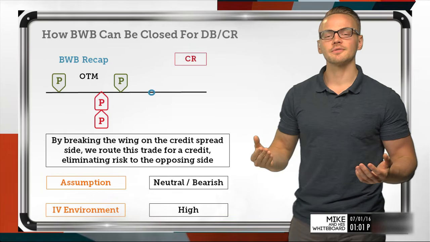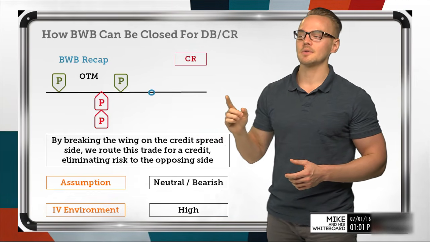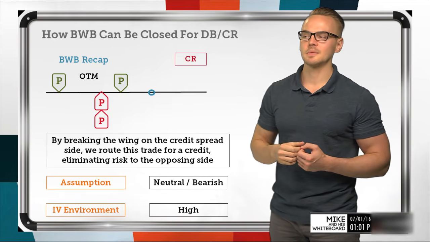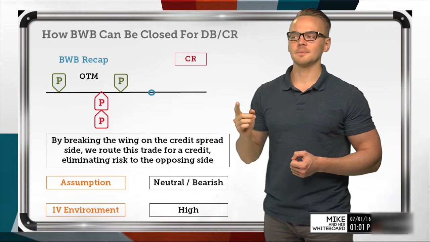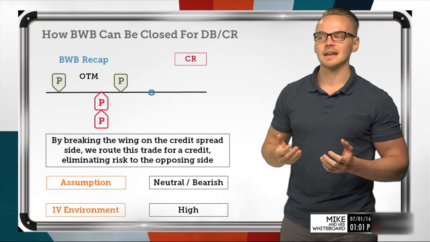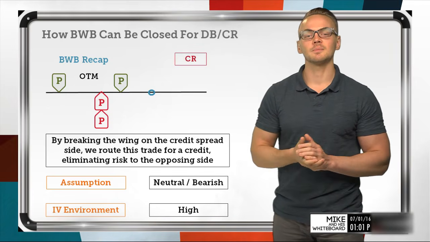Because with a normal butterfly, we actually have to pay for it, which means that if the stock price stays up around here, we're actually going to lose that money that we paid. But if I collect a credit to open this trade, anywhere above here is going to be profitable. So again, by breaking the wing on the credit spread side, we route the trade for a credit, which ultimately eliminates the risk on the opposing side.